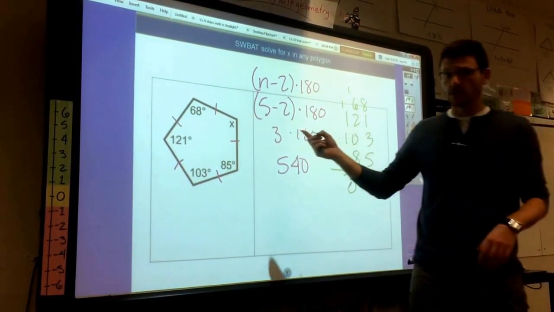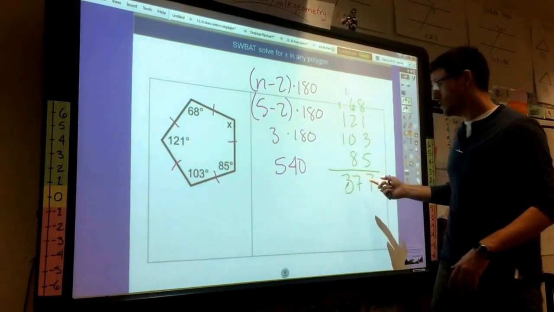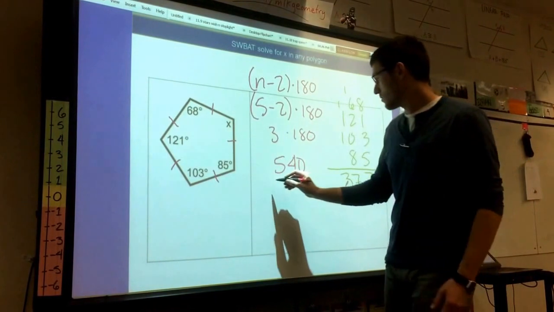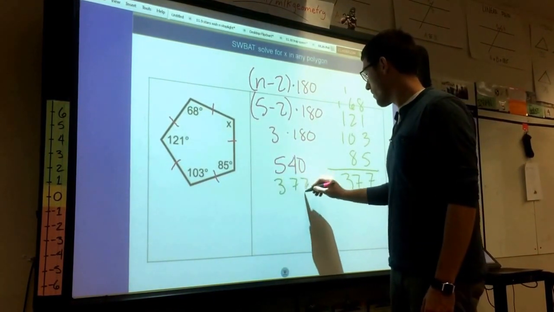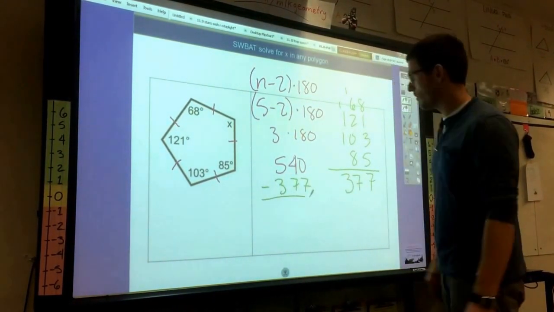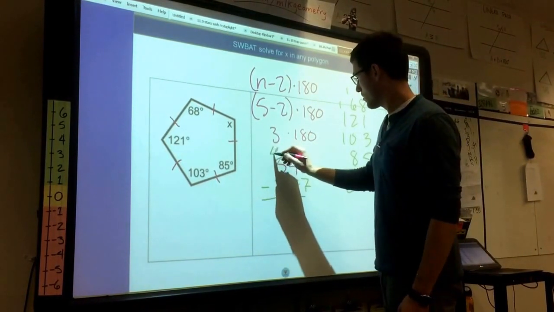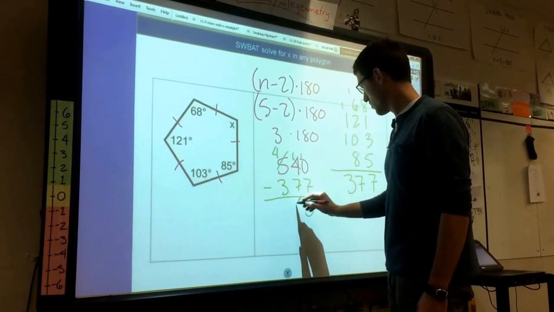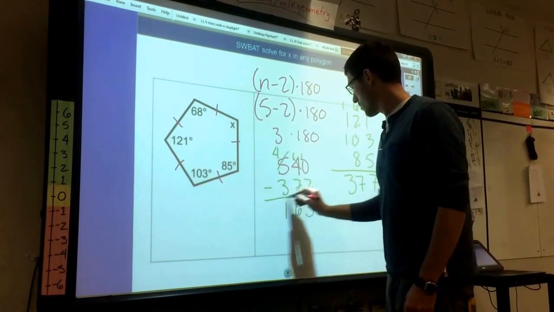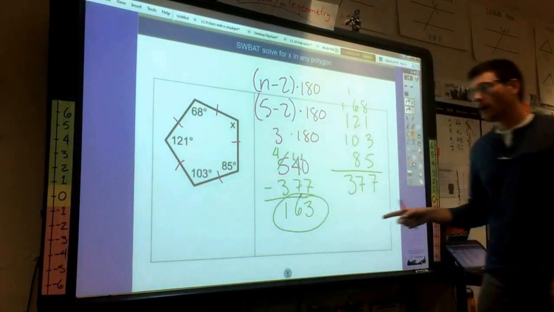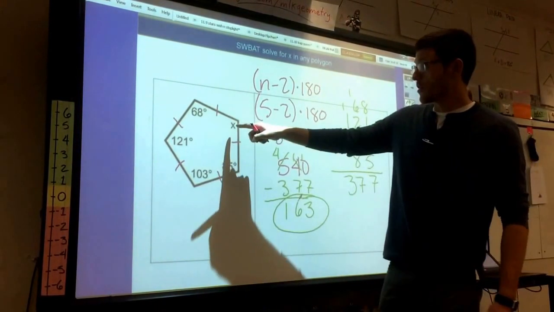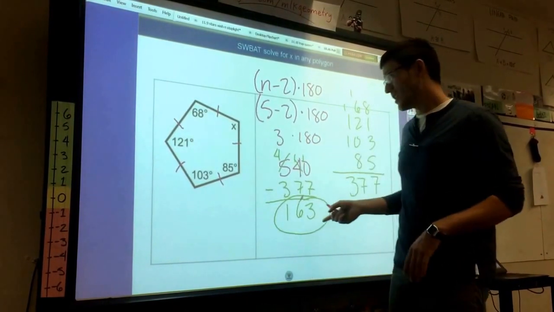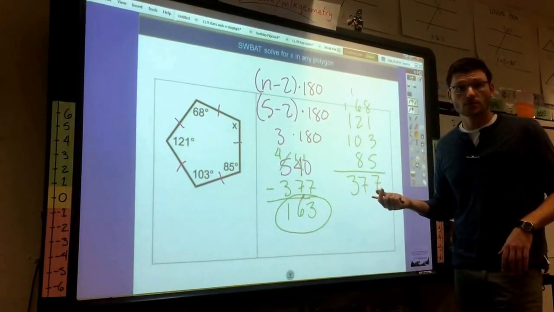So is that angle 377? It's not, right? This is the total of the known angles, and we know that with x it has to add up to 540. So all we're going to do is take this 377 and subtract it away from 540. And we end up with 163. That's more than 90, but it's less than 180, so we know that that answer does make sense for x.